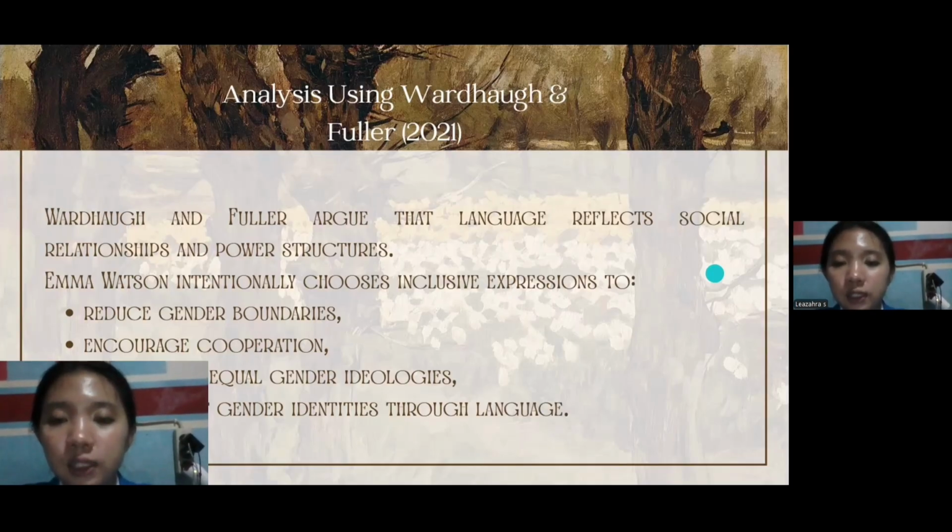Emma Watson used inclusive language such as "we are both men and women" and "gender equality is your issue too." This expression shows that gender equality should not be viewed as a woman's issue alone. According to Wardhaugh and Fuller, language reflects social power and identity. By using inclusive language, Emma Watson challenged traditional gender ideology and encouraged collective responsibility.